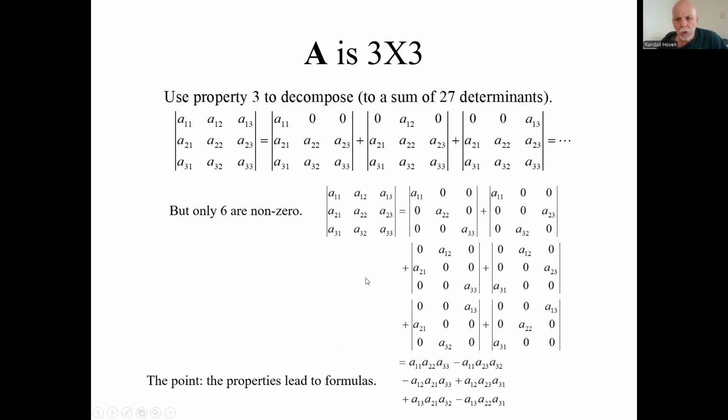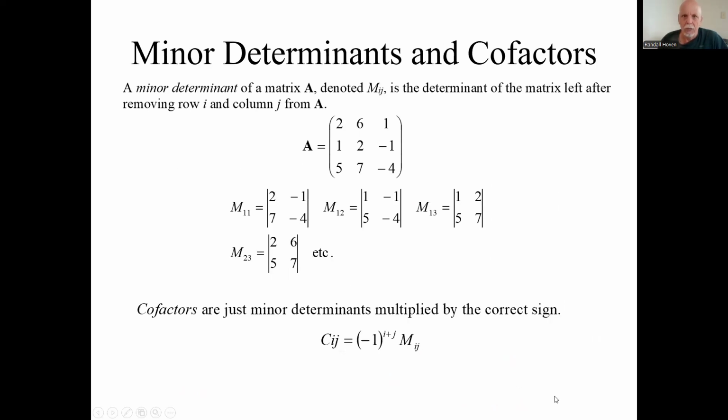When we came up to 3 by 3, you got this mess down here. And the point was the properties led to a formula. But at this point, someone started coming up with algorithms that were a way to compute this thing. You don't want to memorize this. And that leads us to expansion by cofactors.